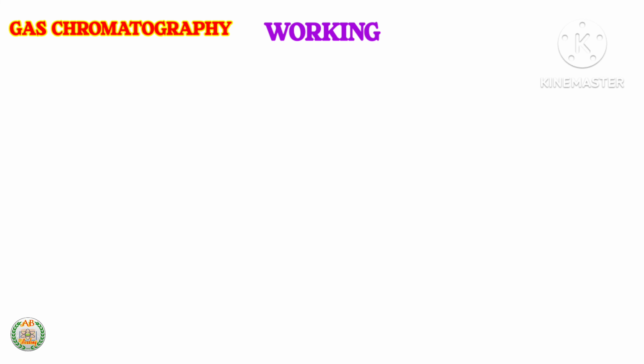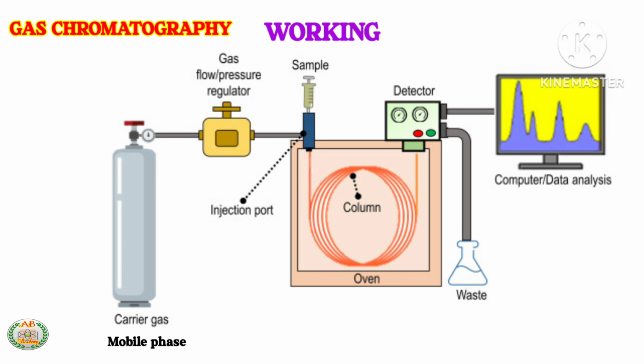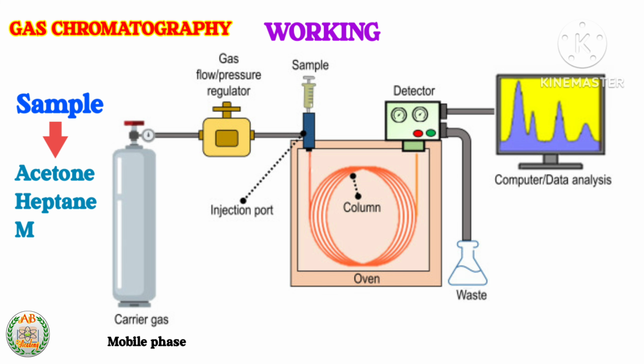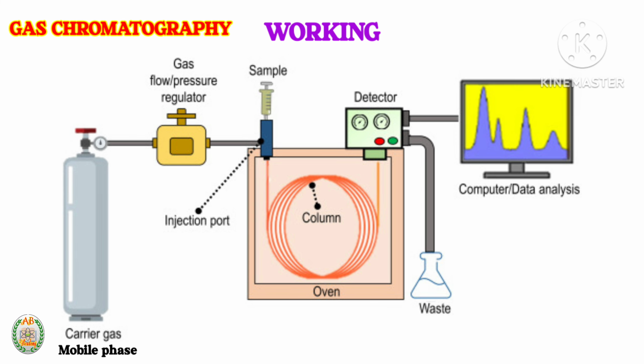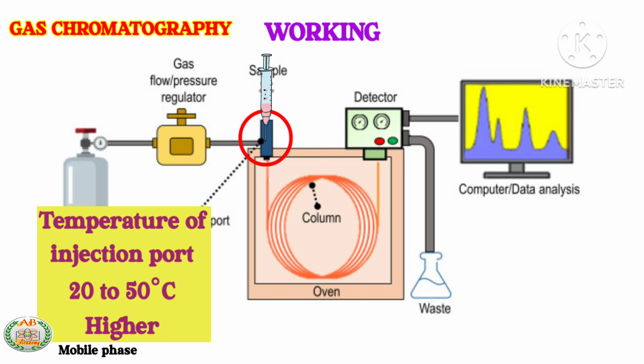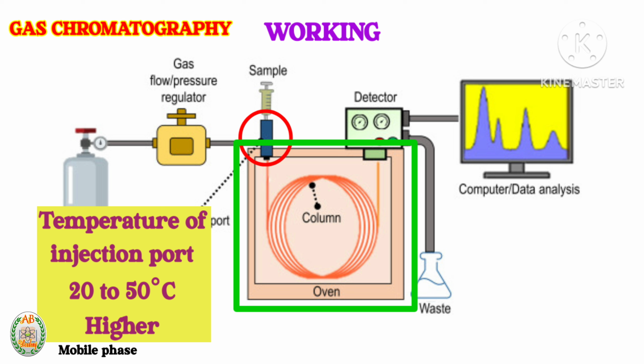Let's see the working of gas chromatography. The sample which is to be separated is mixed with an appropriate volatile solvent such as acetone, heptane, or methanol. Just before the column, there is a septum that allows the injection of the sample. The temperature of the injection region is kept 20 to 50 degrees Celsius higher as compared to the column. This allows rapid volatilization of the sample.